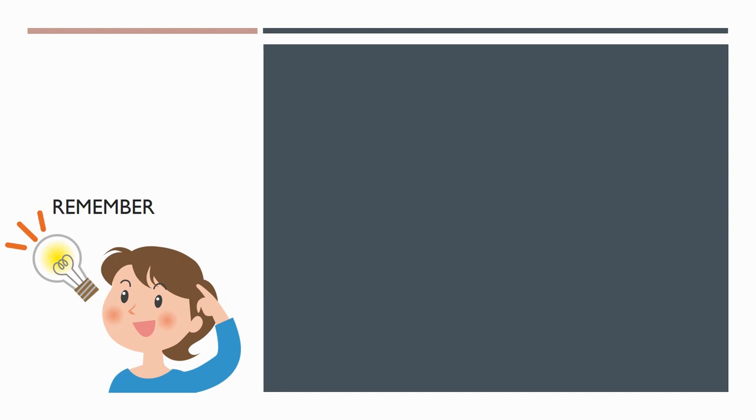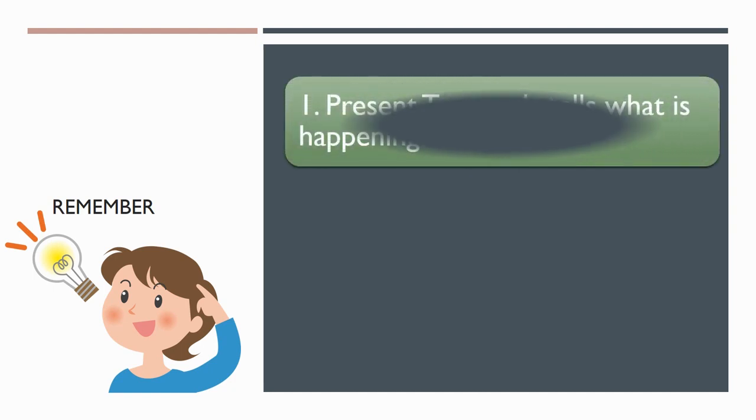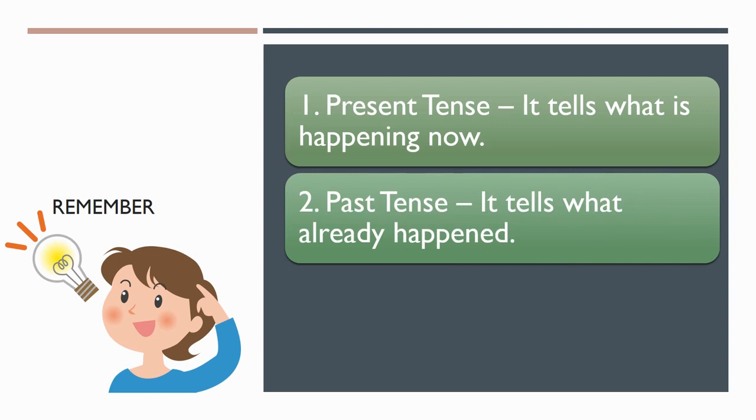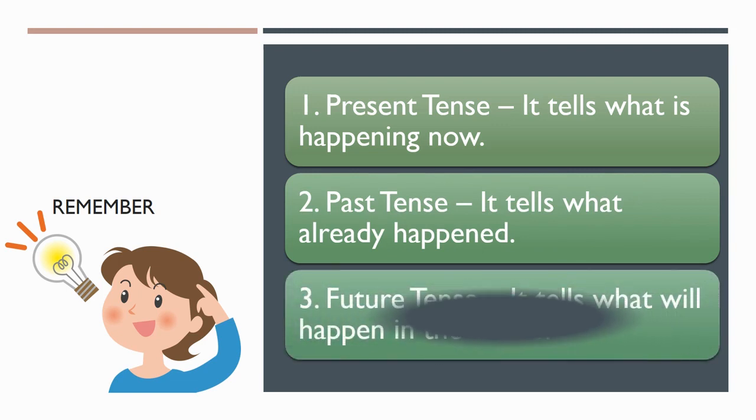Remember, boys and girls, present tense tells what is happening now. Past tense tells what already happened. Future tense tells what will happen in the future.